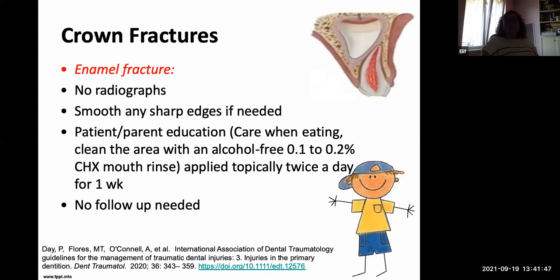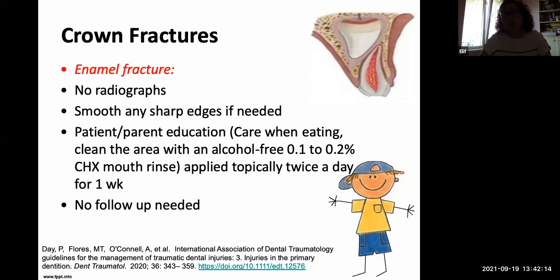The simplest form of crown fracture in primary teeth is enamel fracture, which is a fracture that is confined to enamel. So in these cases, we don't need any radiographs. And sometimes if there is any discomfort regarding the sharp edges, we might smooth them.